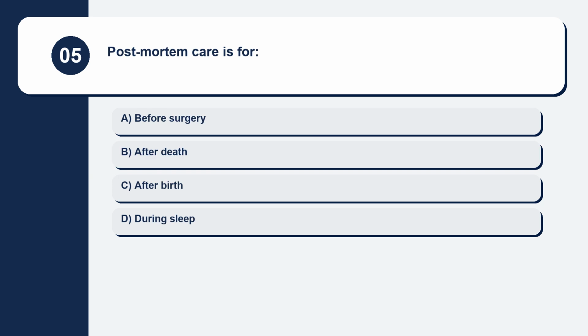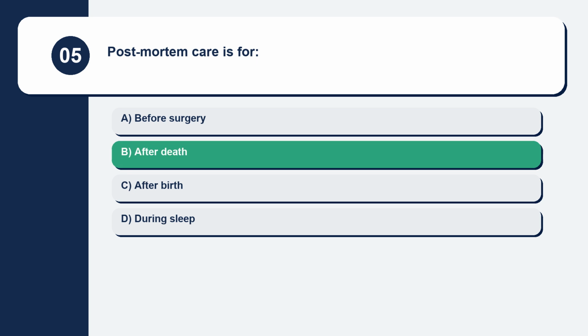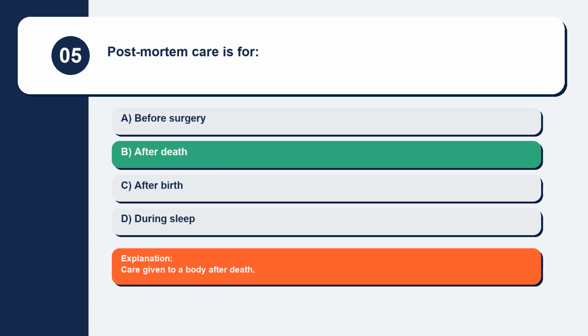Question 5. Postmortem care is for before surgery, after death, after birth, during sleep. Care given to a body after death.